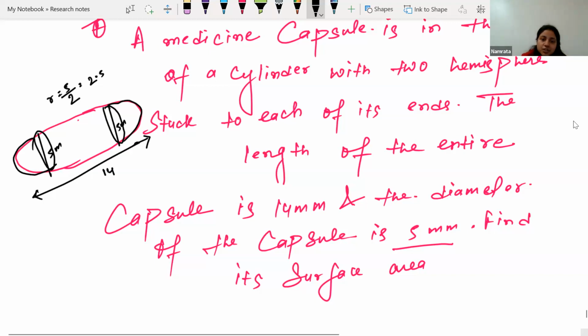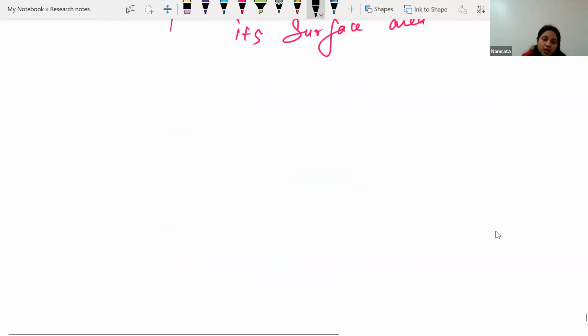If we have a shape like this, I'm not writing the question because it is quite big. I'm just drawing the shape and let's discuss it.